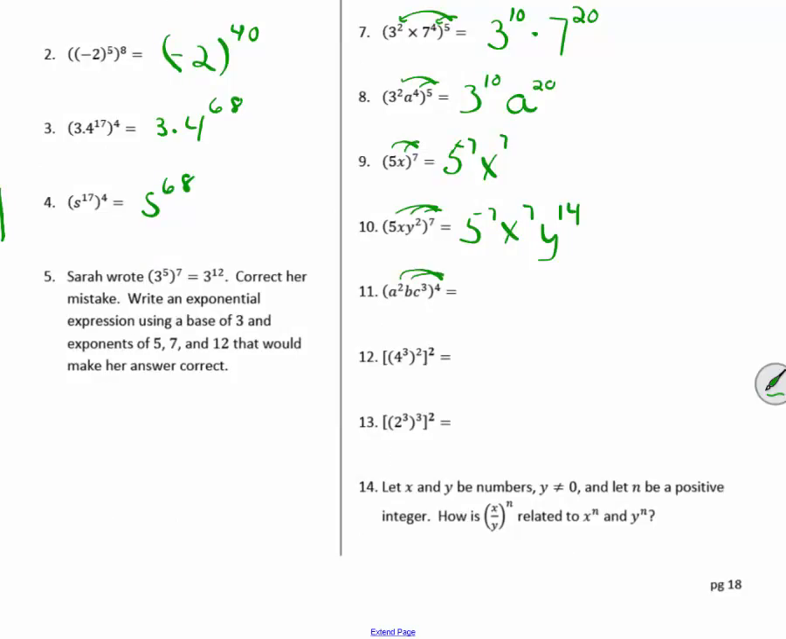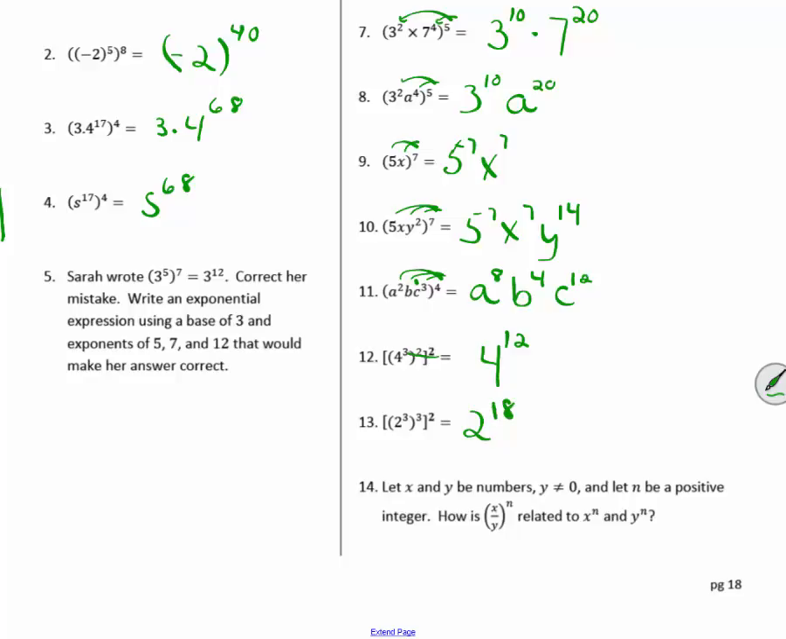Number 11, so again I have to share it to the 3 things. So we have a, and we're going to multiply 2 times 4, 8. B, I don't see a number. Remember, it's always a 1, so 1 times 4 is 4. C, 3 times 4 is 12. Number 12, now I have one base, but I'm having it raised 3 different times. You're just going to multiply those all together. So 3 times 2 is 6, 6 times 2 is 12. Number 13, we have 2, 3 times 3 is 9, times 2 is 18.